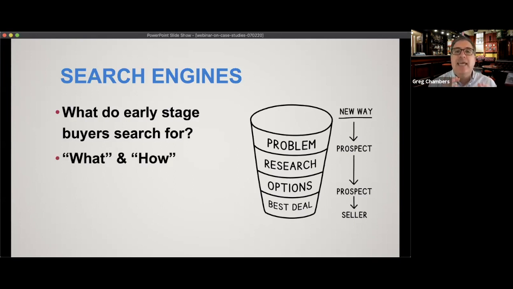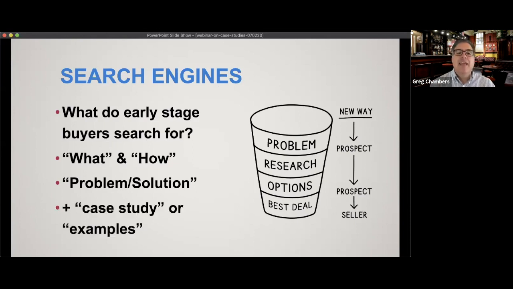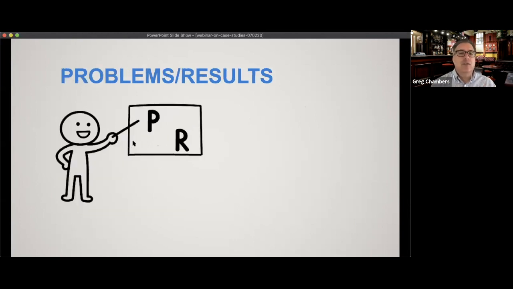Generally those tend to be what and how questions. And I'll talk to you a little bit about how to get to those what and how questions. And then they usually add the problem or solution, like, so what do people do to solve this particular problem? And then you'll see that the word case study or examples, something along those lines, does pop up frequently when you're trying to help them with these early stage research type problems that they have. So let's get into those.